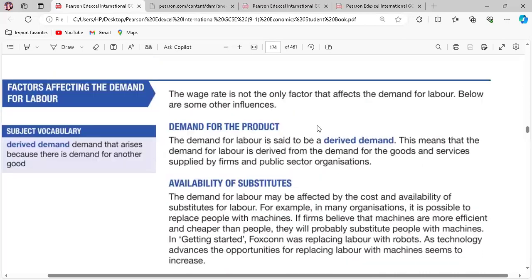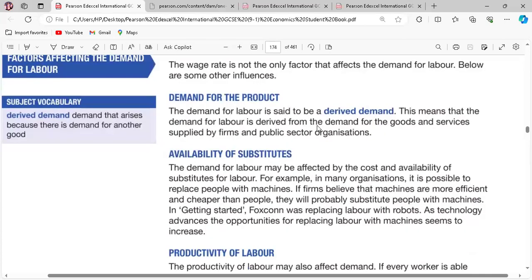So, factors affecting the demand for labor. The wage rate is not the only factor that affects the demand for labor. Below are some other influences. One, demand for the product. Demand for labor is said to be a derived demand. This means that the demand for labor is derived from the demand for the goods and services supplied by firms and public sector organizations. Economists used to say that demand for labor is derived.